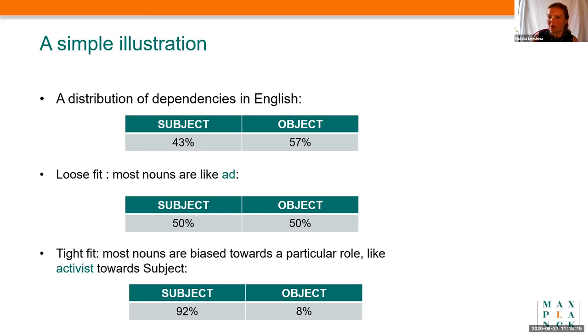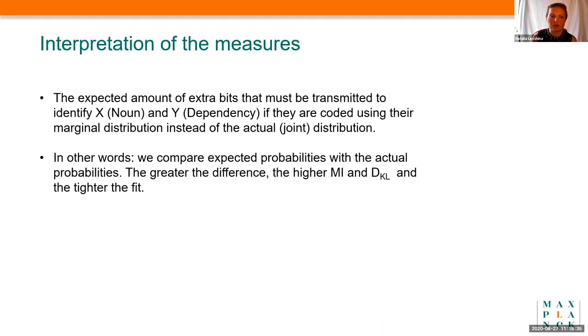It can be either subject or object, so it's very close to this target distribution. And if a language has a tight fit, then most nouns are biased towards a particular role, like "activist" towards subject. So in the first case, there will be low divergence, so low mutual information, a loose fit, and for a tight fit, there will be high divergence, so high mutual information.